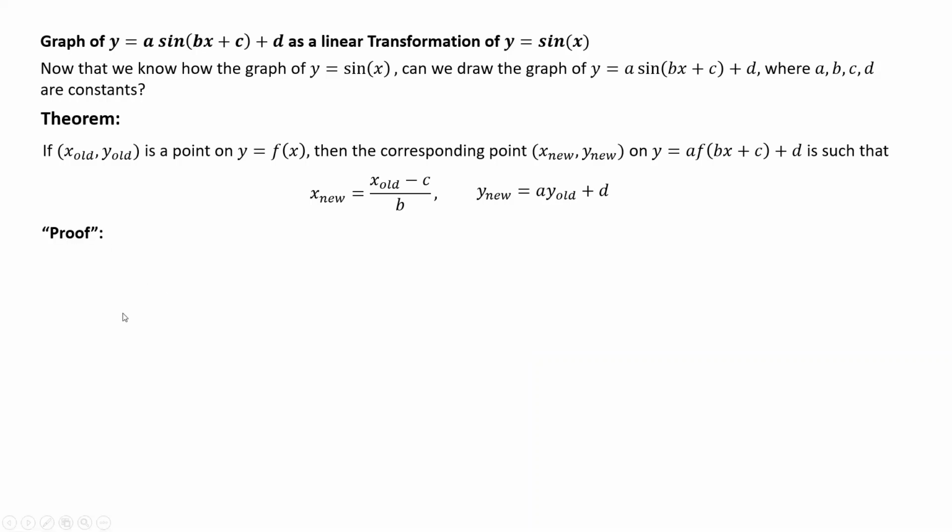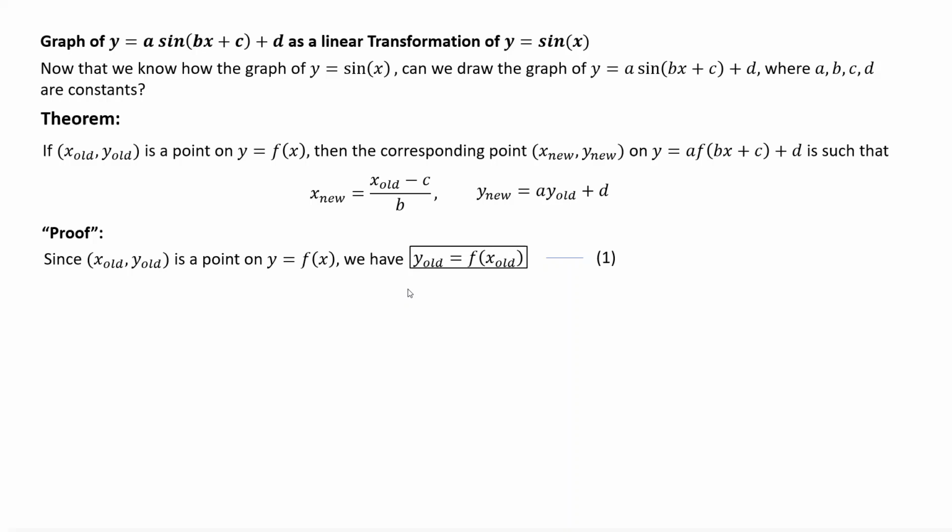I put the proof in quotes because formal proofs are to be written in a certain way, which are kind of hard to follow. So I just wanted to give an informal proof with a lot more detail and phrased in an easier way to understand. Since x old, y old is a point on y equals f of x, we have y old is f of x old. Is that true? By the way, if you do not understand this proof, totally cool. Don't worry about it. It is for the sake of nerdy guys in the class.